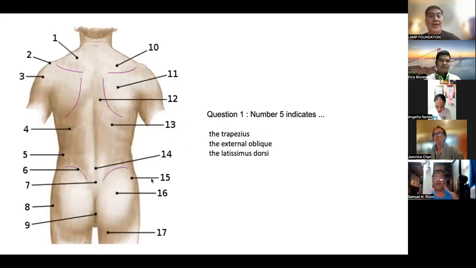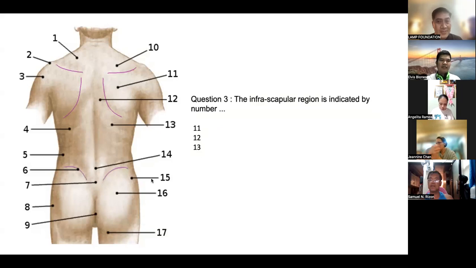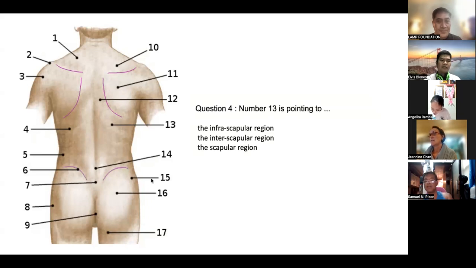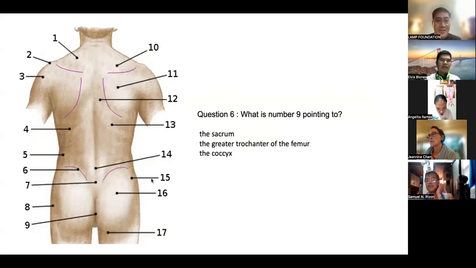Number 5 indicates what? External oblique. Okay, very good. Gluteal fold is indicated by number 17. Infrascapular region is indicated by what number? Number 13. Infrascapular region. Okay. Deltoid is indicated by number 3.